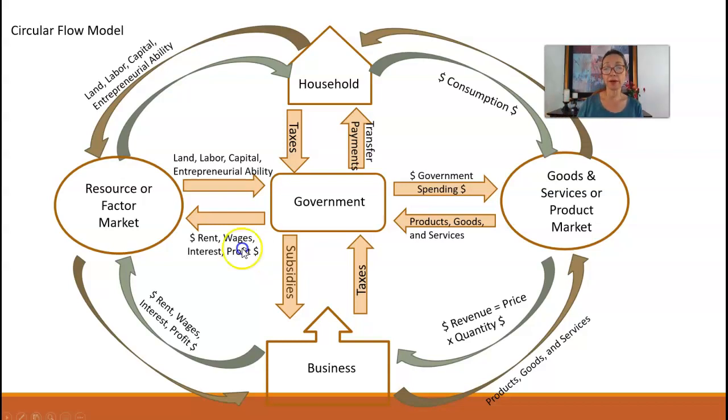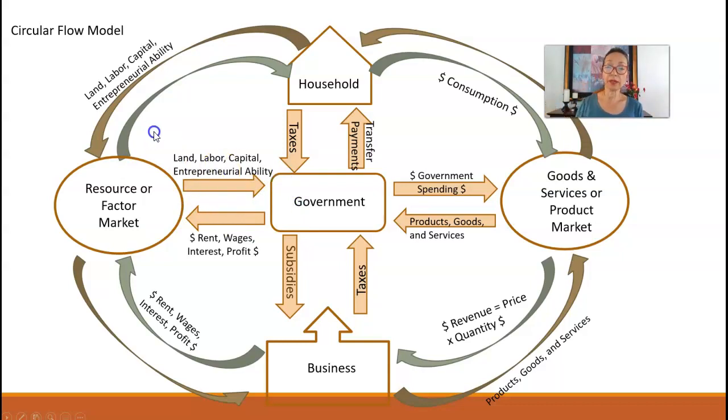So what is happening here? Well, we have government coming in, and government spends on goods and services. Okay, they buy airplanes and missiles, and they buy buildings and so on. So government spends in the goods and services market, and products and goods and services flow to the government. Government also hires land, labor, capital, and entrepreneurship, and they pay that in rent, wages, interest, and profits. So the government becomes part of that circular flow model.